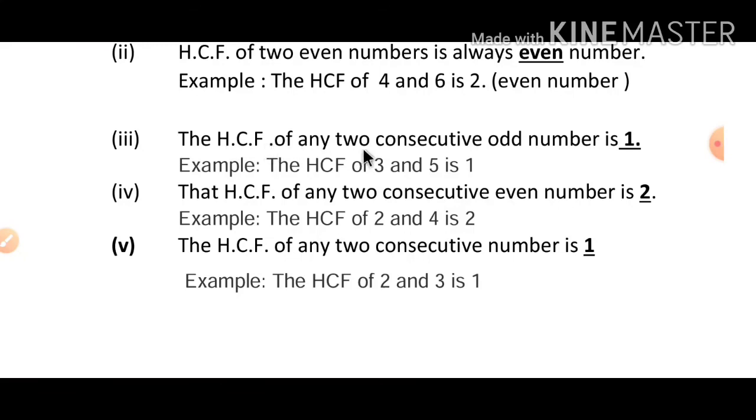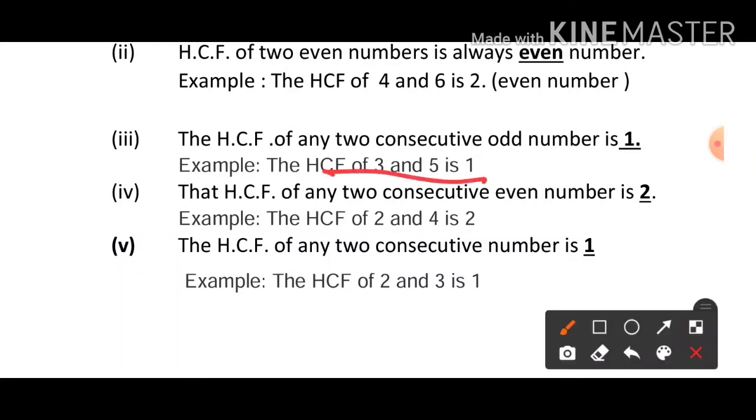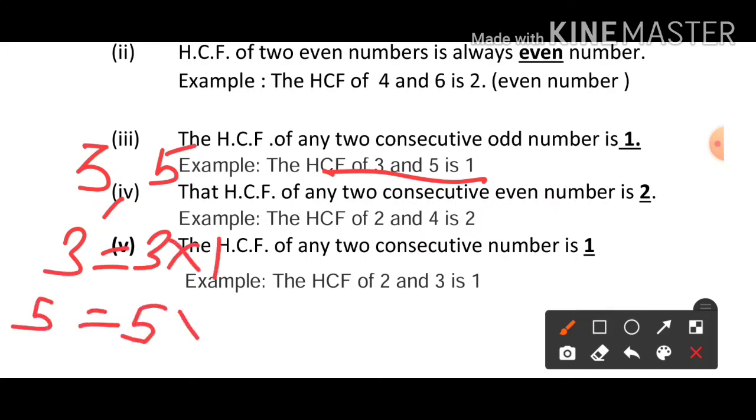Third one, the HCF of any two consecutive odd numbers is dash. Consecutive odd numbers means one after the other. So we have taken here two odd numbers. Let us take 3, after 3 the next odd number, 5. So the factors of 3 are 3 into 1 and of 5 are 5 into 1. Now see the highest common factor here. Here the common factor is only 1. So we can say that the HCF of any two consecutive odd numbers is 1.